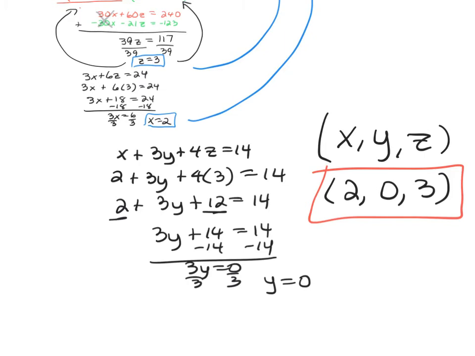Any other ones you want to see worked out from the homework from 9-1? 53 and 55. 53 and 55, okay?